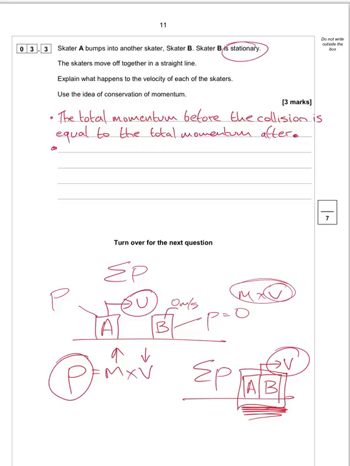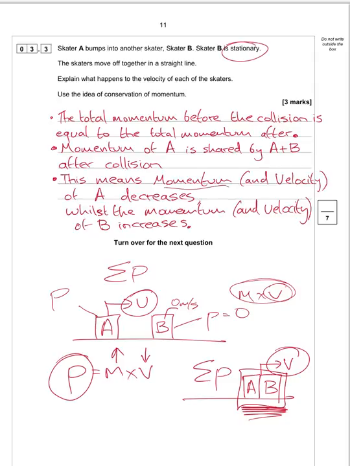So you can state that the momentum of A is now shared by A and B after the collision. So therefore this must mean that the momentum and velocity of A decreases, but the momentum and velocity of B must increase. Okay, and so I have answered the question, because it asks you to explain what happens to the velocity of each of the skaters using the conservation of momentum. It even tells you to use the conservation of momentum at the end of the question, so make sure you state that at the start of your answer.